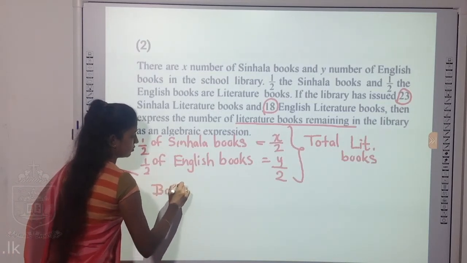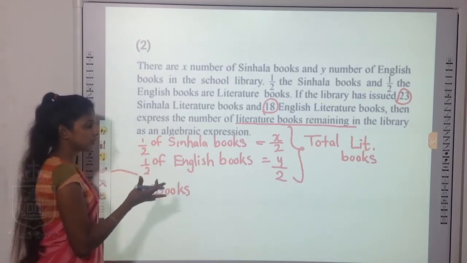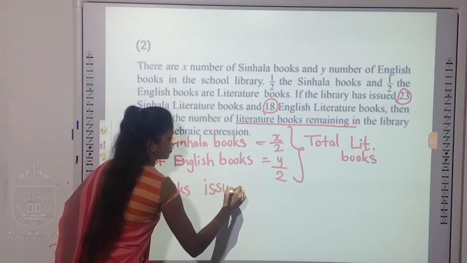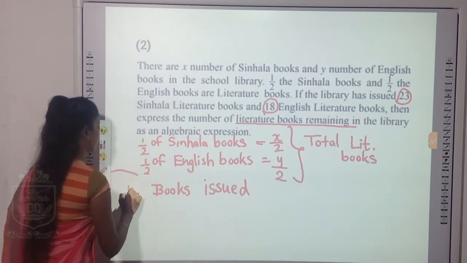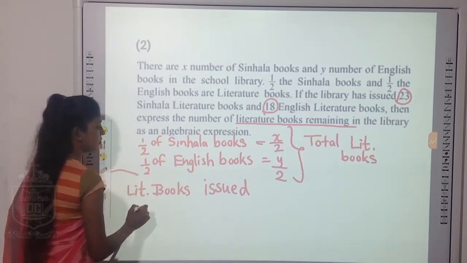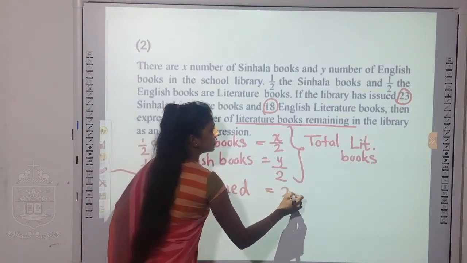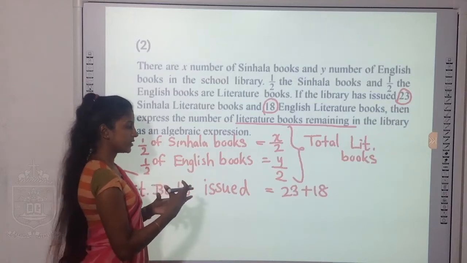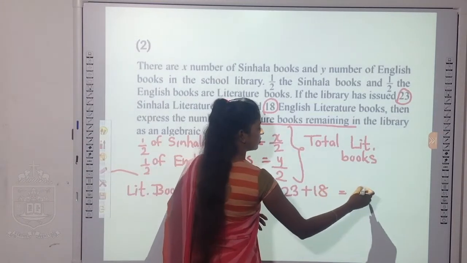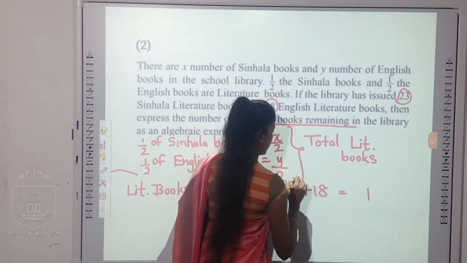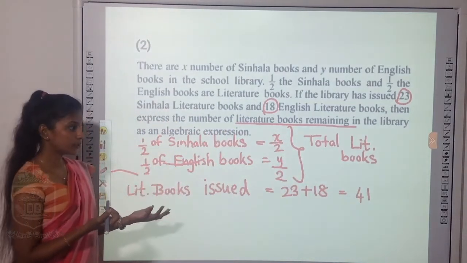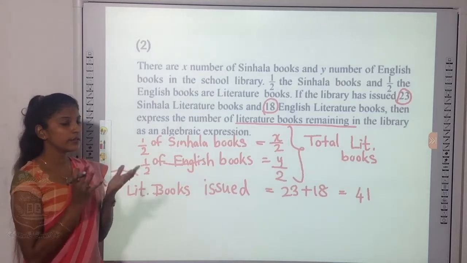Let's find the literature books issued. The literature books issued will be the addition of 23 and 18. That is the addition that is issued. So 41 books are issued. So you have to find the remaining.